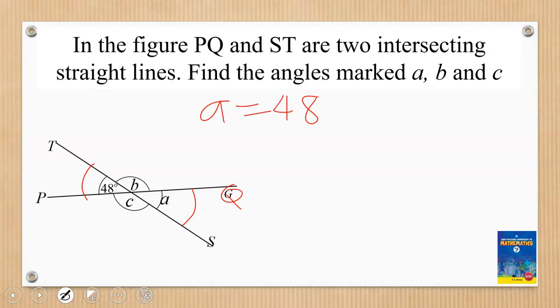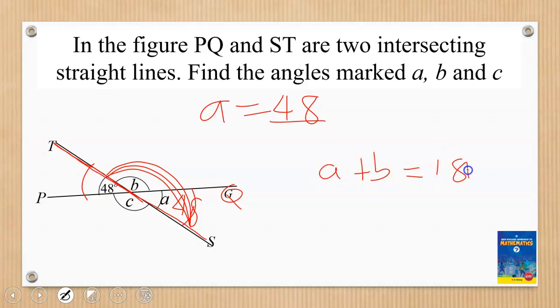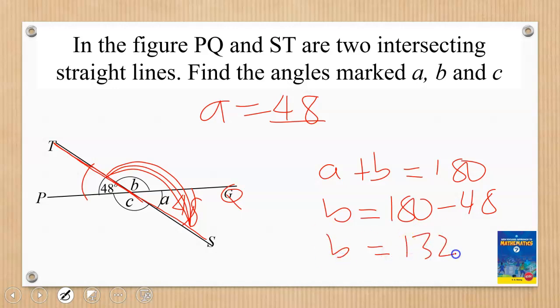Then if I know A to be 48 and I want to find B, okay, you can see that here is 48, B and A lie on a straight line based on what we learned earlier. So B plus A should give you 180, right? So if A is 48, then B will be equal to 180 minus 48, and that will give us the value of B, right? It makes sense, so simple as that. So what will be the B? B will be 132. Good.